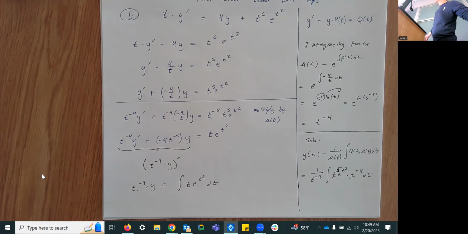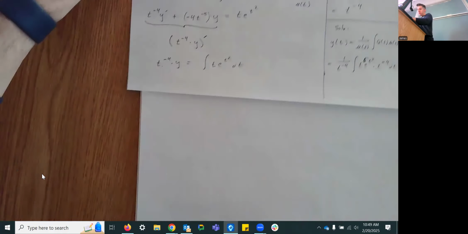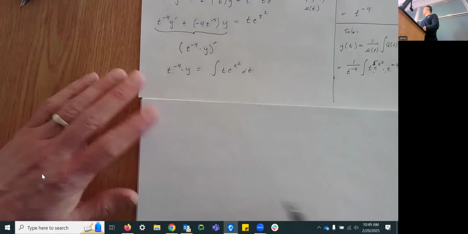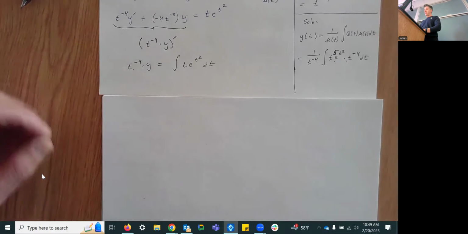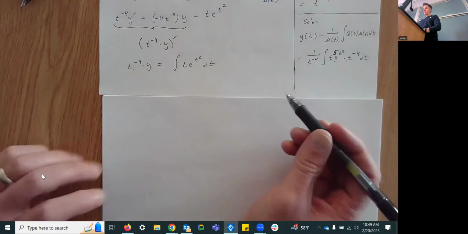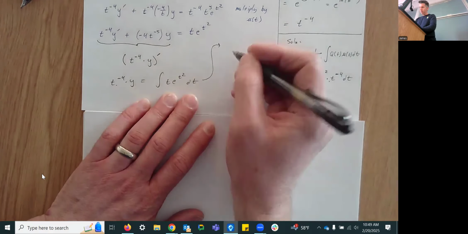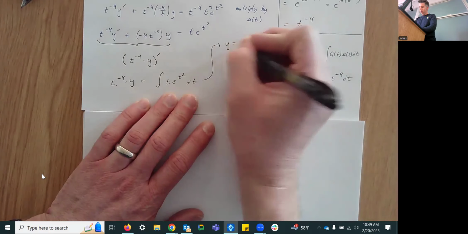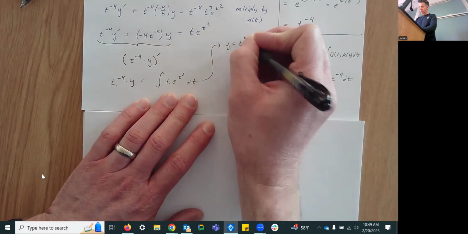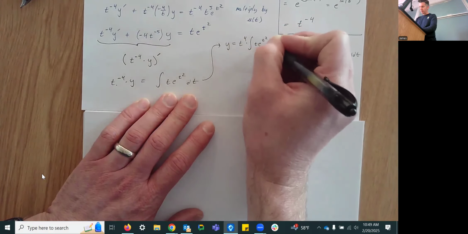Okay. So it's certainly good to be aware of what's happening. So let's wrap this one up. Here's the thing. I really would rather not write 1 over t to the negative fourth. It seems like a silly way to write that. It seems like it'd be much better to write it as y equal to positive t to the fourth times the integral of t e to the t squared dt.